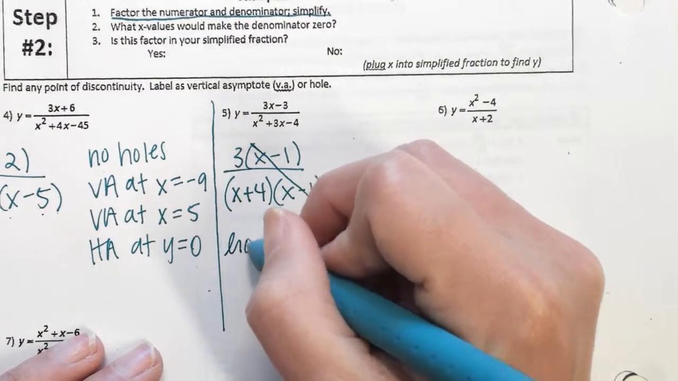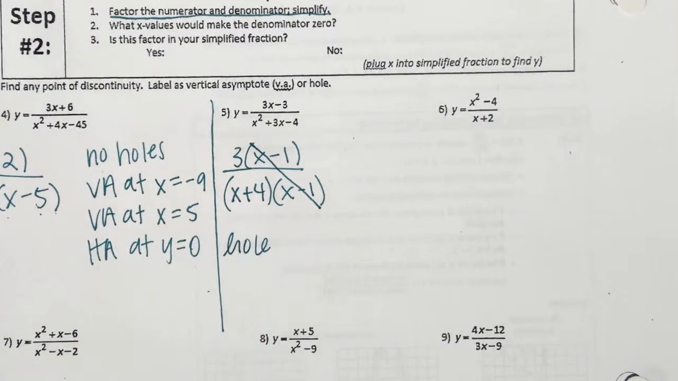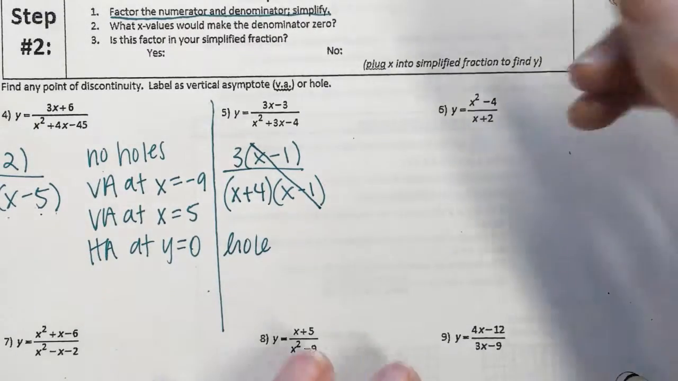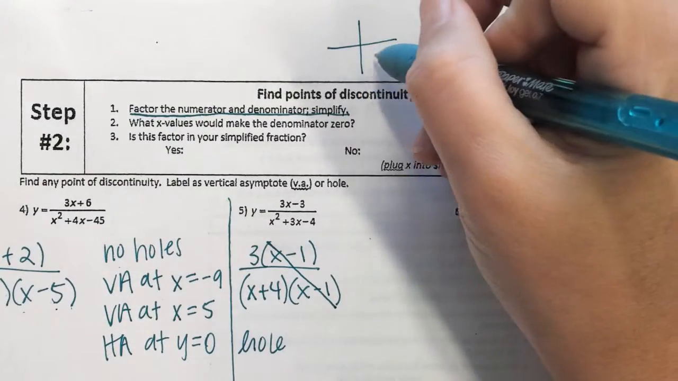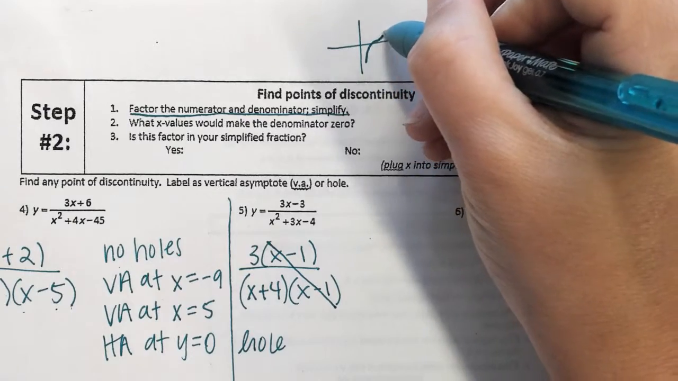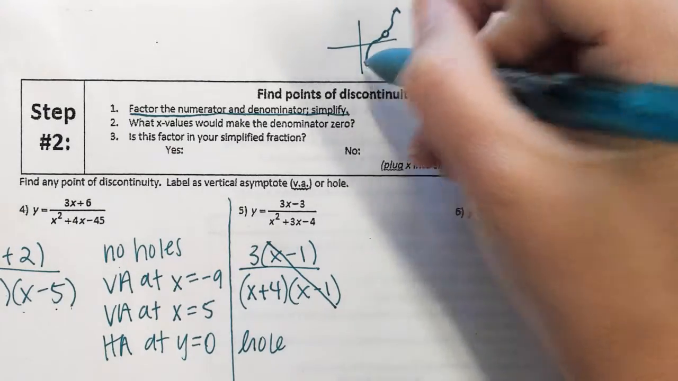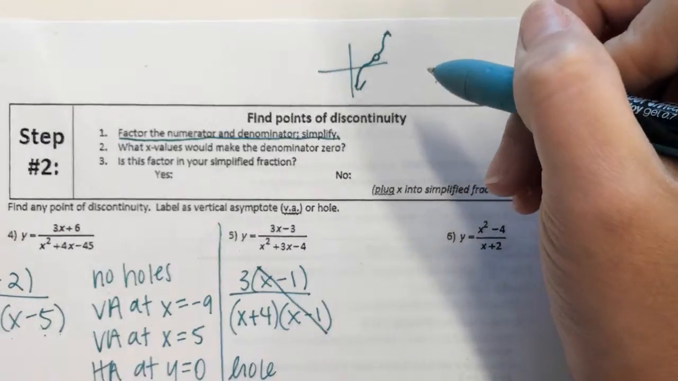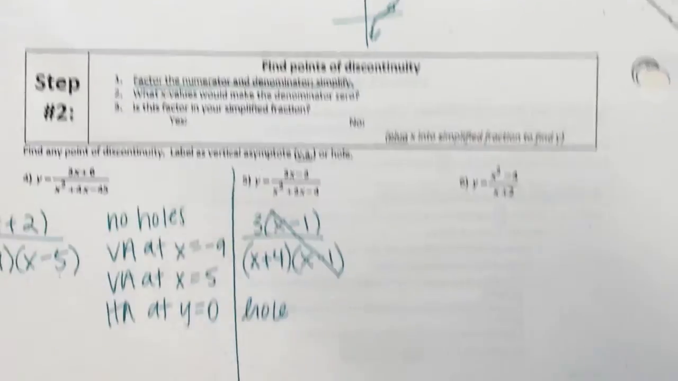Yes. Now a hole is a coordinate point. It's the same thing as a point on a graph, except there'll be an open circle like this. This is what a hole would look like. Just like that. It's a coordinate point. It's just a hole there.